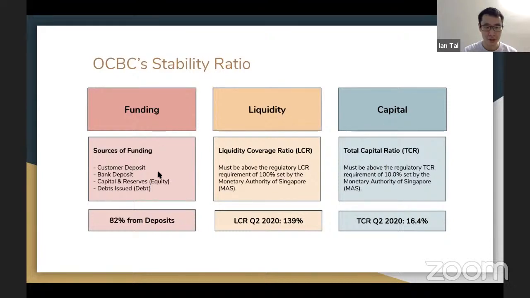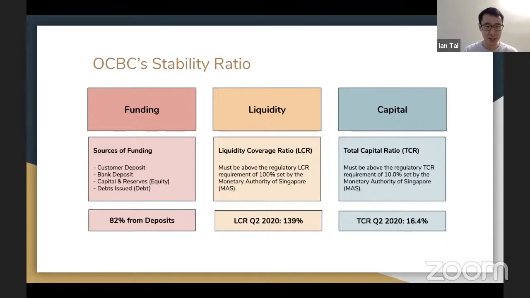So for funding, OCBC's sources of funding come from customer deposits and bank deposits. Customer deposits are, for example, our money, okay? The people's money, they put it in OCBC Bank. Bank deposits they can get from other banks. Other banks may put some money in OCBC Bank, so that's called bank deposits. Capital and reserves, this one is shareholders' money. If I invest in OCBC Bank, then that is shareholders' money. And finally, we have debts issued, which means OCBC Bank issues bonds or gets borrowings from other places to fund their business.